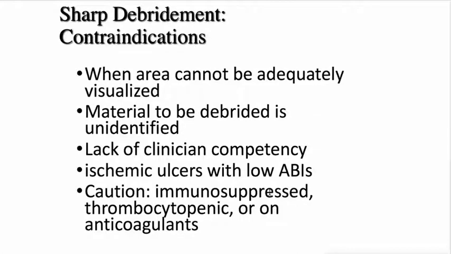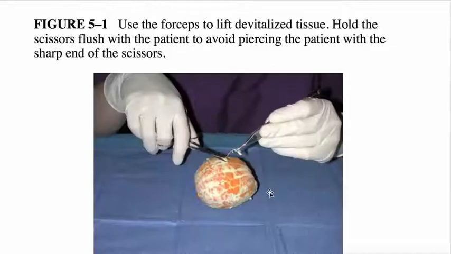Sharp debridement contraindications: when the area cannot be adequately visualized or the material to be debrided is unidentified, lack of clinician competency, or with ischemic ulcers with low ABIs. Caution: immunosuppressed patients or patients with thrombocytopenic issues, or patients on anticoagulants. Got to be very careful because you could end up with a lot of bleeding in patients on anticoagulants. So you're going to use a forceps to lift the devitalized tissue and hold the scissors flush with the patient to avoid piercing them.